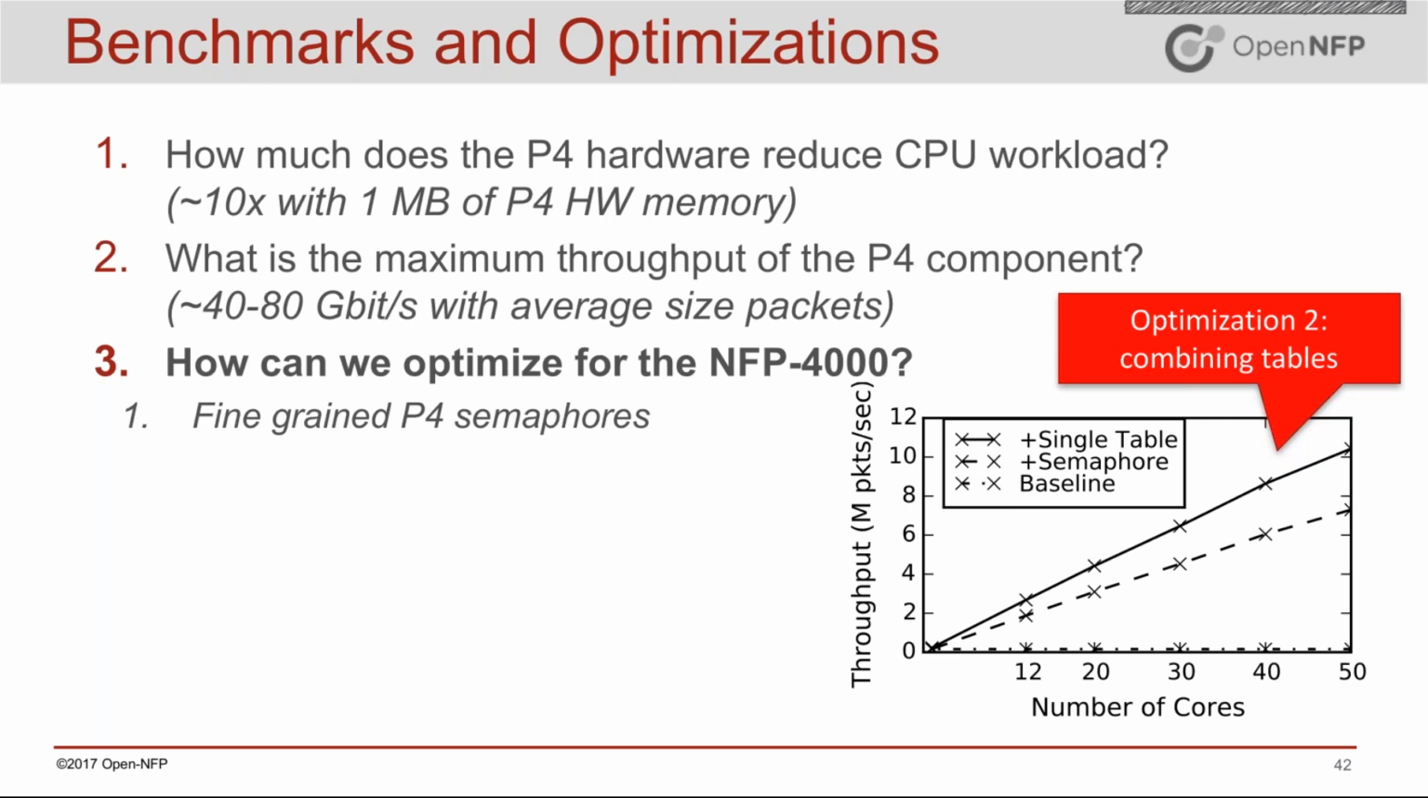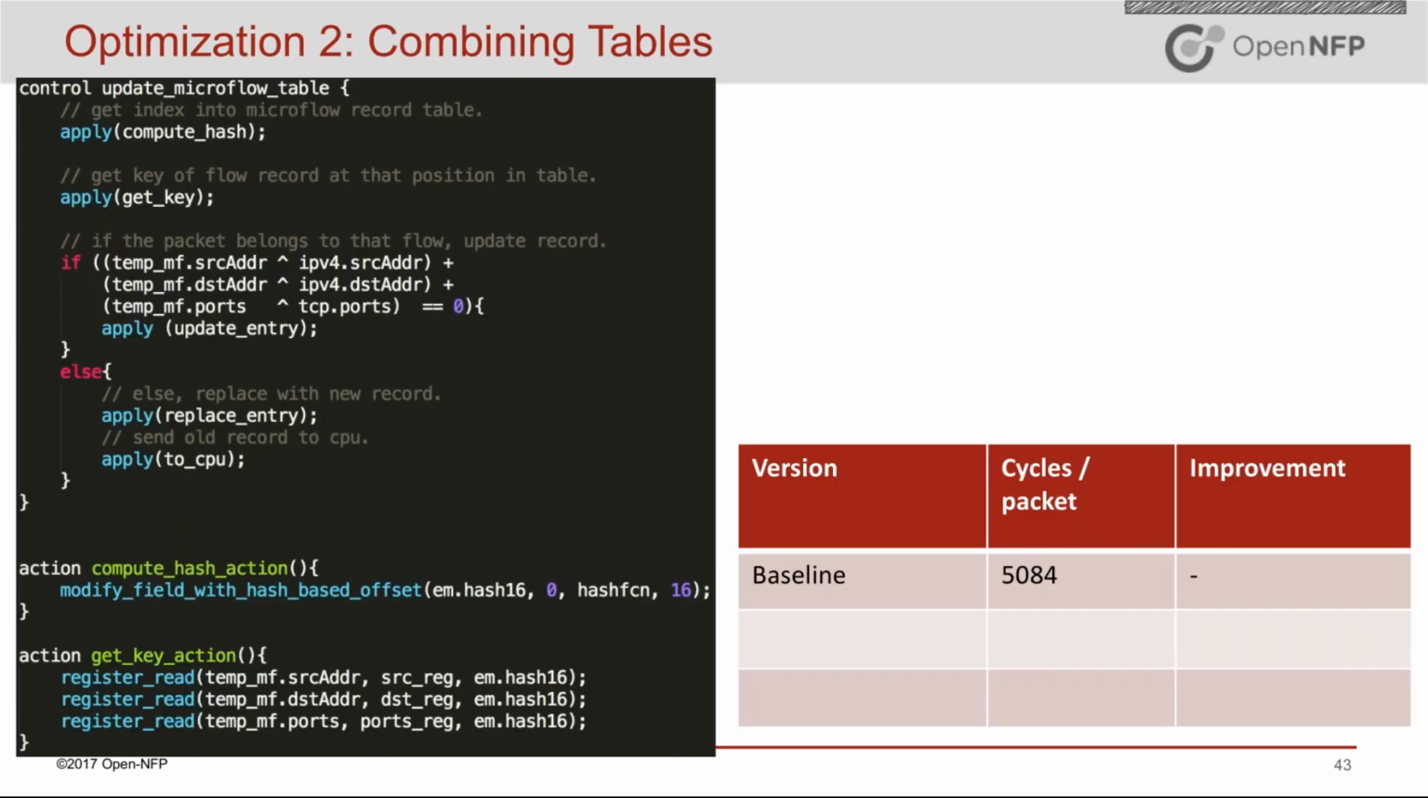The second optimization was combining tables. Combining tables is an optimization for the single thread performance. It reduces the number of cycles that you spend processing each individual packet. And so the baseline implementation shown here takes about 5,000 cycles to process a packet.